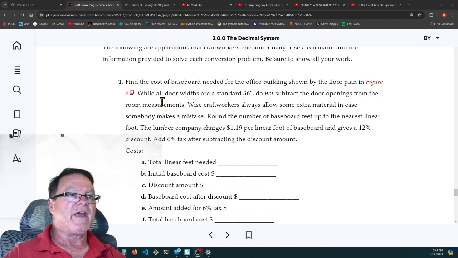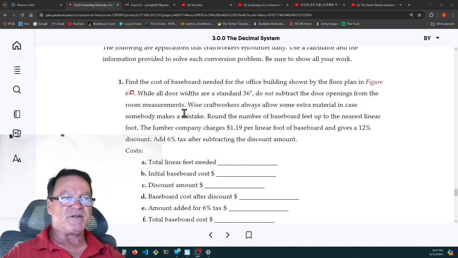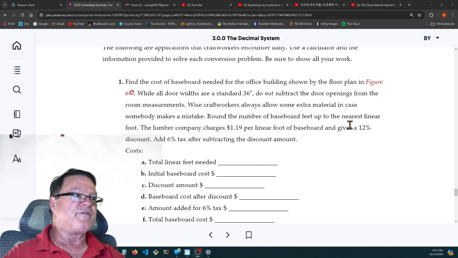So the first one they say, find the cost of baseboard needed for the office building shown by the floor plan in figure 6. While all door widths are a standard 36 inches, do not subtract the door openings from the room measurements. Wise craft workers always allow some extra material in case somebody makes a mistake. Round the number of baseboard feet up to the nearest linear foot.